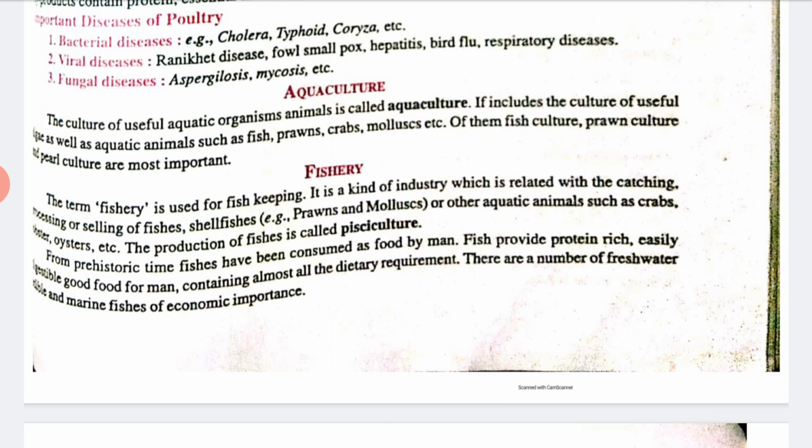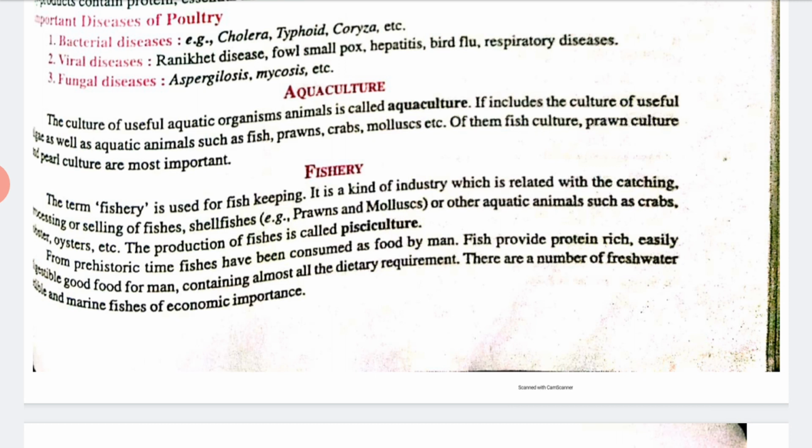From prehistoric times, fishes have been consumed as food by men. Fish provide protein-rich, easily digestible food for men, containing almost all the dietary requirements. There are a number of freshwater edible fishes and marine fishes of economic importance.